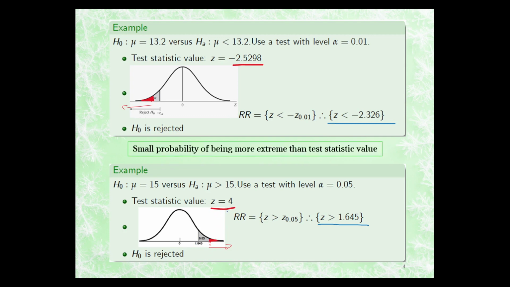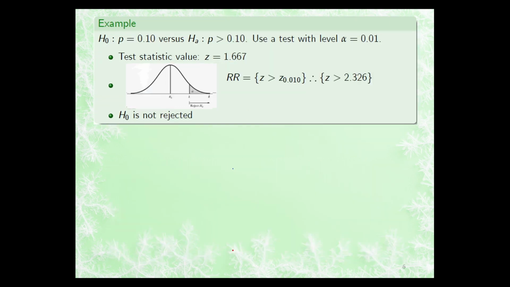So again, a small probability, you should already start realizing, we have a small probability here of being more extreme than the test statistic value, so it's unlikely that we'll observe something more extreme than what we've already observed under the null hypothesis.